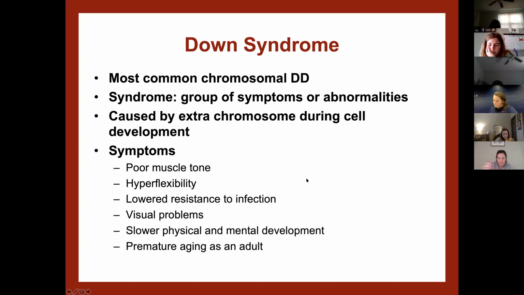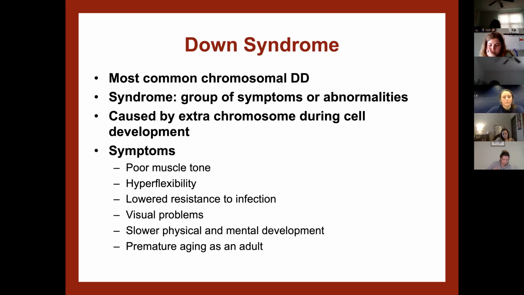All right, the first one we'll talk about specifically here is Down syndrome. Down syndrome is kind of the poster child for developmental disabilities. To me, that's the one that you always picture when you think of someone that's developmentally delayed. It's the most common chromosomal developmental disability. It's a group of symptoms or abnormalities. It's considered a syndrome. And what happens is there's an extra chromosome that is there during cell development.